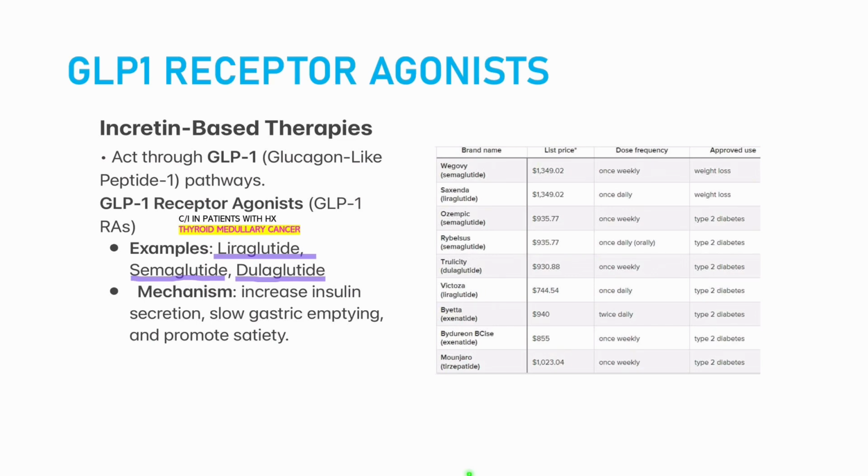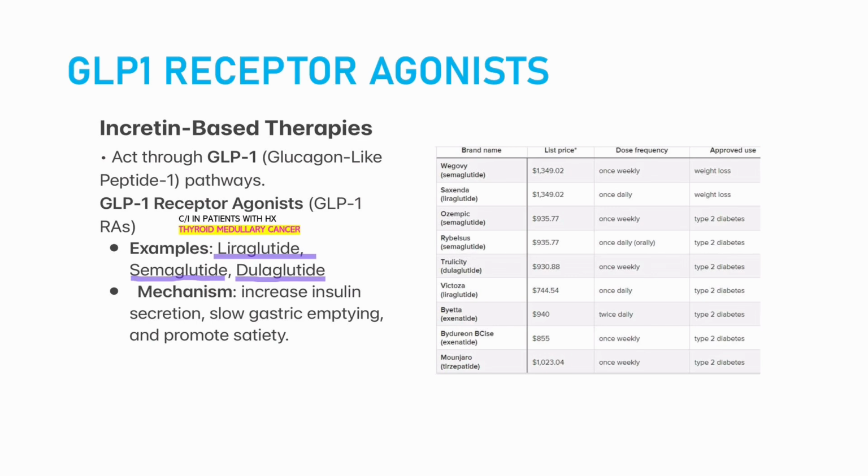Next one is liraglutide. The brand is Saxenda. The list price is 1,349 and it's once daily and it's approved for weight loss. The same one, they have another brand, Victoza, $744 once daily, and it's approved for type 2 diabetes. So Victoza is available in 6 milligram per ml and you can start at 0.6 milligram. And then Saxenda is available in 6 milligram and you can start at 0.6 milligram daily.